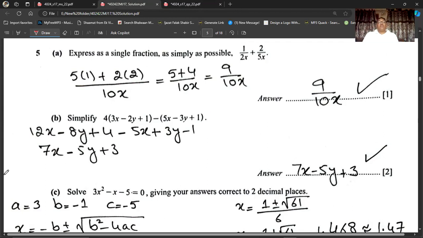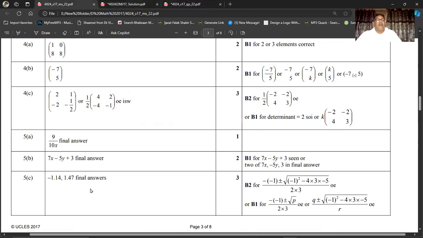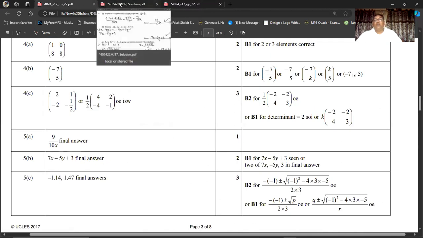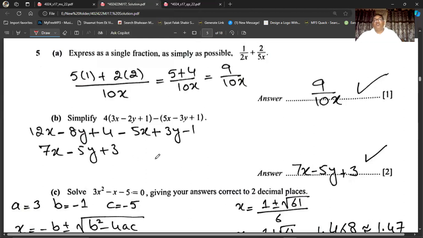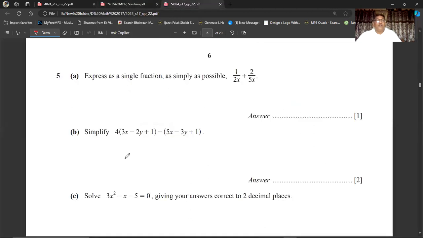So you will have 12x minus 8y plus 4 minus 5x plus 3y minus 1. So you will have 7x minus 5y plus 3. 7x minus 5y plus 3 is the right answer, sir. You can look at the marking scheme. This is how this is done. You can pause the video if you want more time.